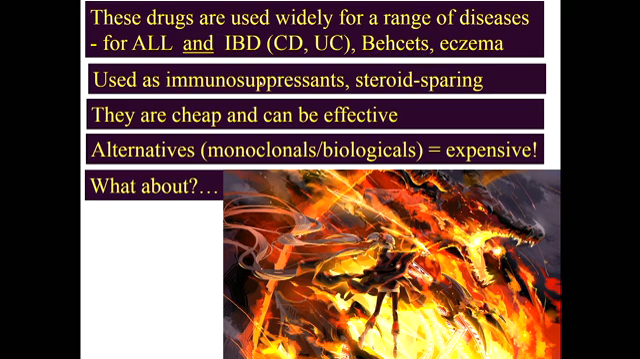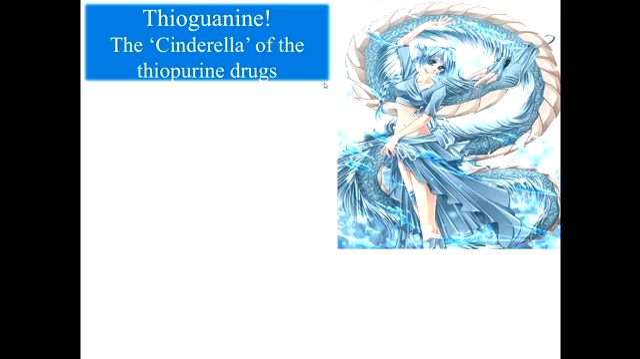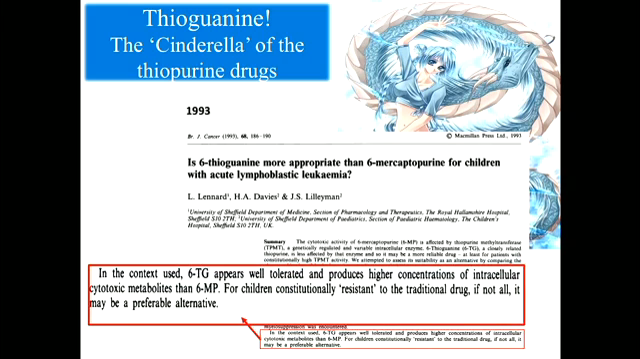Behçet's is a neurological disease. They're also used as immunosuppressants. They're cheap and effective. The alternatives for these is all the new monoclonal drugs and biologicals. They're very expensive. But what about thioguanine? So to finish up, we're just going to quickly consider thioguanine, because that was the sort of Cinderella of the thiopurine drugs. It was the one that was always left behind. It was considered the nasty one.